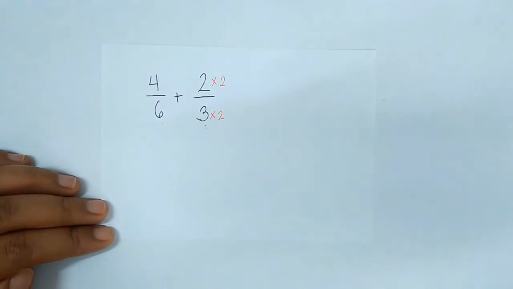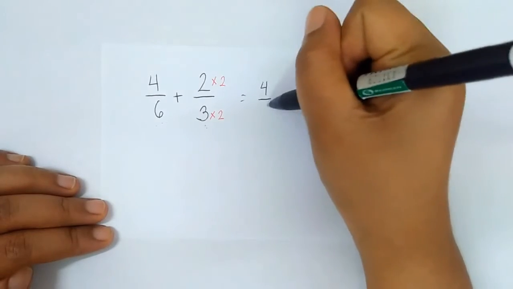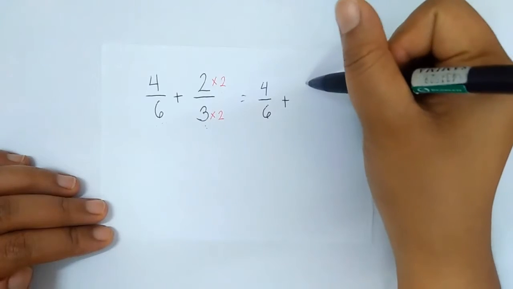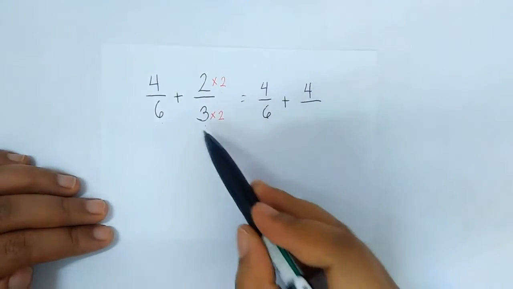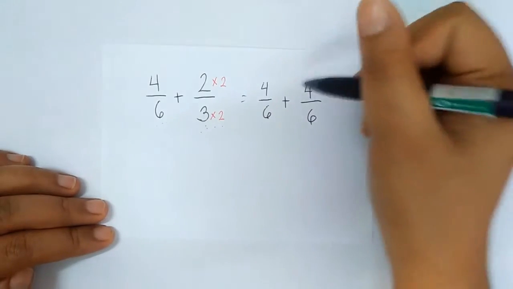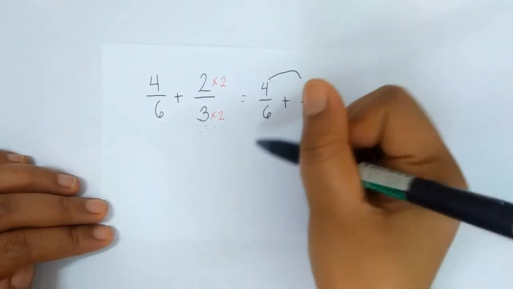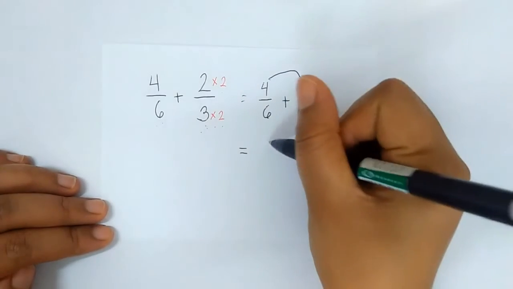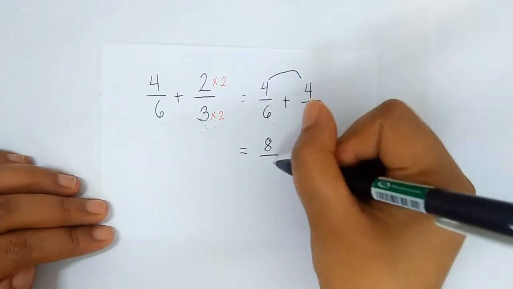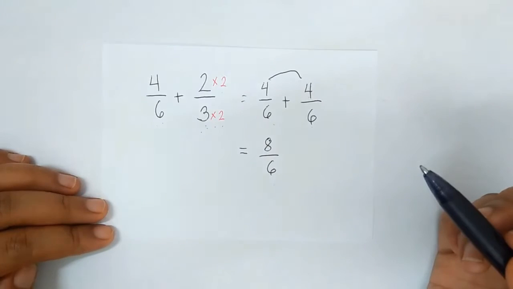So we're going to copy the first fraction. 4 over 6 plus, what is 2 times 2? 4. 3 times 2? 6. Then add the numerators. 4 plus 4 is equal to 8. Then copy the common denominator, which is 6. 8 over 6 is an improper fraction.